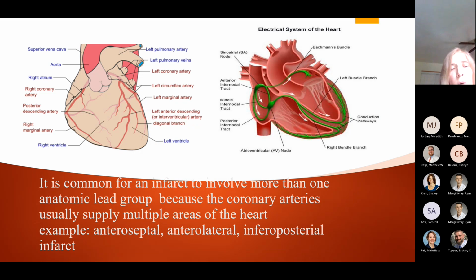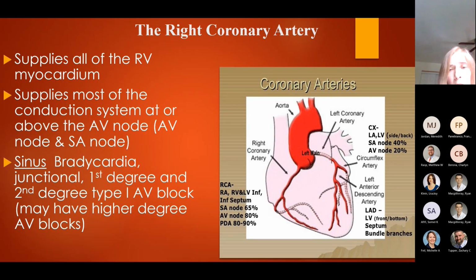So we all know it's common for an infarct to involve more than just one anatomical lead group because the coronary arteries supply multiple areas of the heart. So you see patients with anteroseptal, anterolateral, inferior posterior infarcts. So let's look at the right coronary artery here.